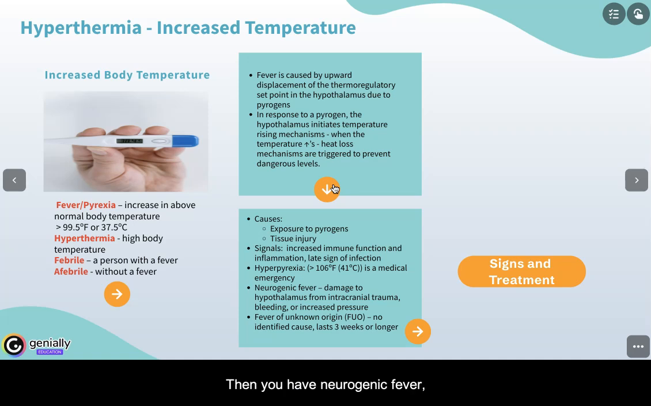Then you have neurogenic fever, which is damage to the hypothalamus from intracranial trauma, bleeding, or increased pressure. So if the hypothalamus is your thermoregulatory center of your body, imagine if that gets damaged, it's going to affect how your body regulates heat. And so your temperature will be off, right? Then we have a fever of unknown origin. There's no identified causes for it. It just lasts for 3 weeks or longer, and we don't know what the origin is.